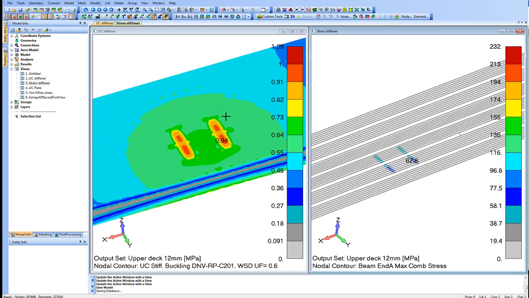Note that in the code check the results are presented in shell elements, since the stresses in these elements are assumed to be similar for the stiffeners. Conclusion is that such large plated structures always need to be checked according to a design code. Linear elastic theories are not sufficient.